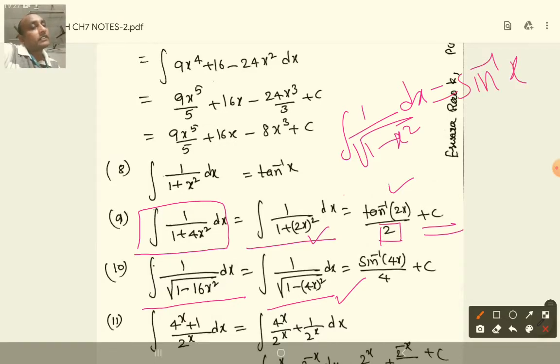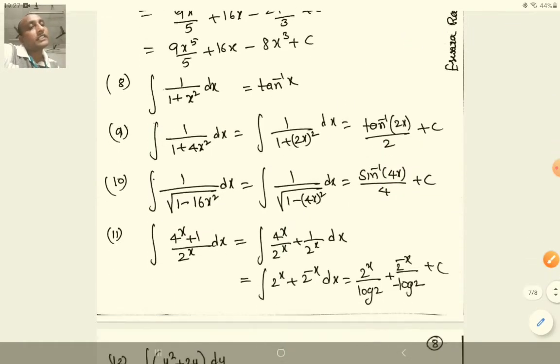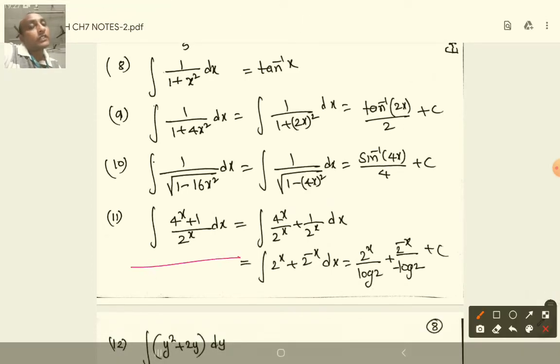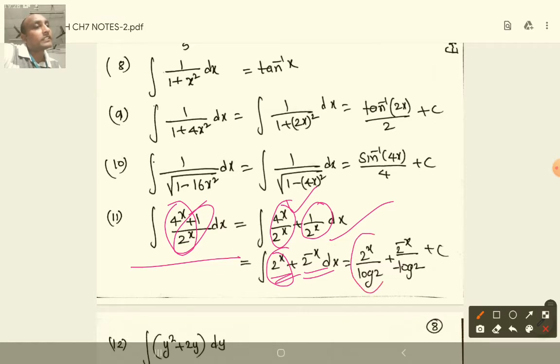So 4x square is there, so it is sin inverse 4x, x coefficient is 4 divided by 4 plus c. Right, next. So if it is integration of (4x plus 1) by 2 power x into dx, first split the fraction, 4x by 2 power x, 1 by 2 power x. So 4x by 4 power x by 2 power x is 2 power x, 1 by 2 power x is 2 power minus x. 2 power x integration is 2 power x by log 2.